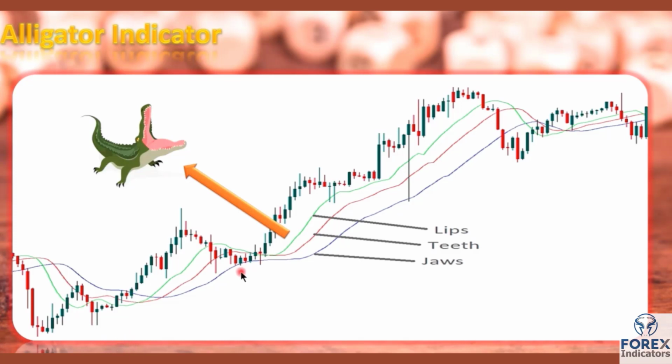Here is the construction of the Alligator indicator. The indicator consists of three moving averages which are offset toward the future. First, the alligator's jaw, the blue line. A 13 period smoothed moving average which is moved 8 bars into the future.